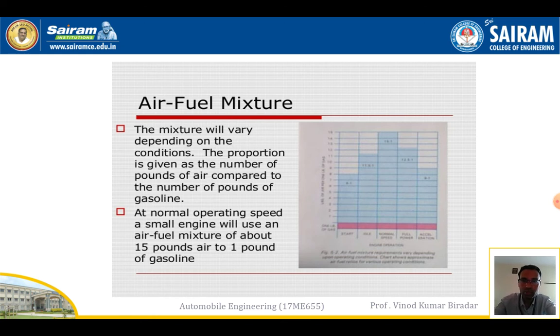Next one is air fuel mixture. A constant proportional air fuel ratio will mix up and go to the combustion chamber. The mixture will vary depending on the condition, and if it is a heavy engine, it will vary. The proportion is given as the number of pounds of air compared to the number of pounds of gasoline.